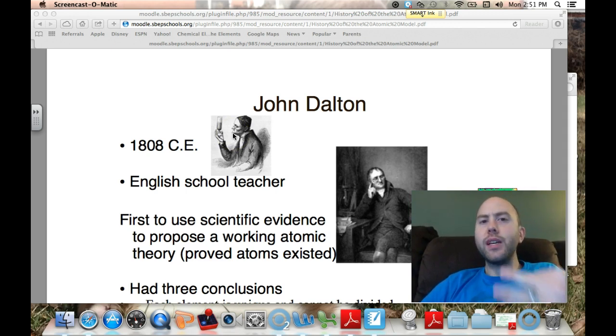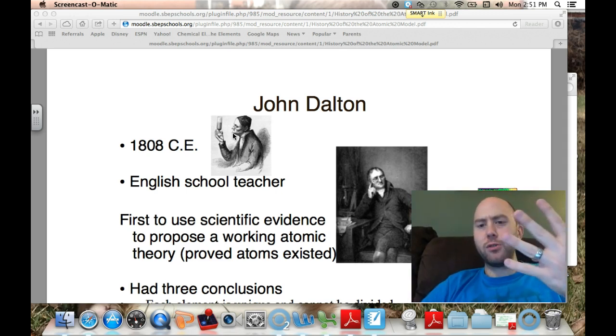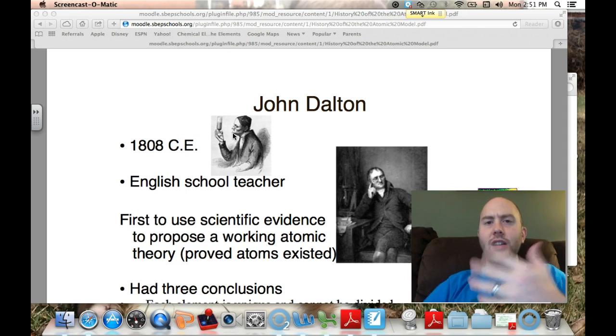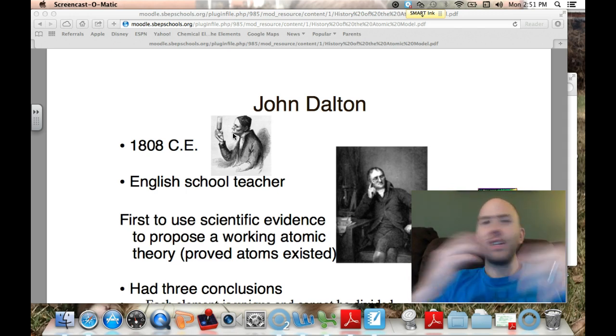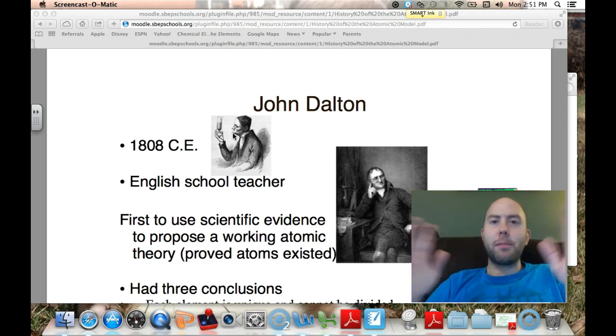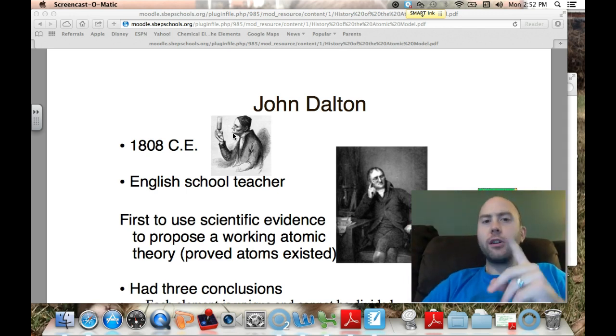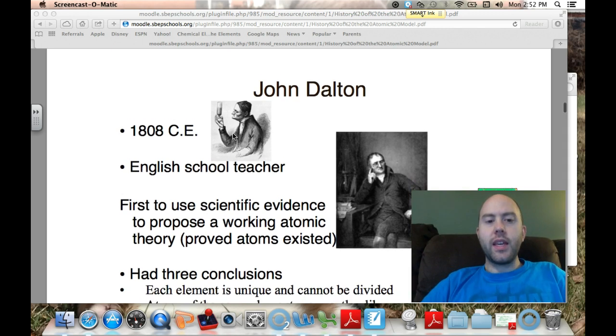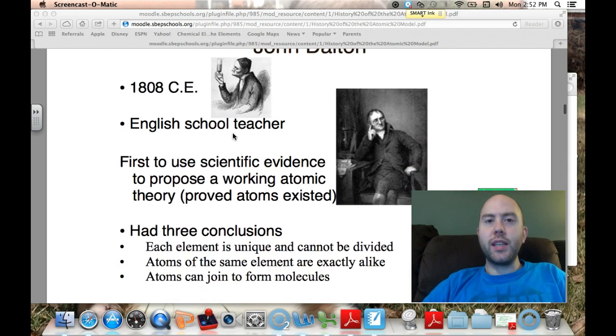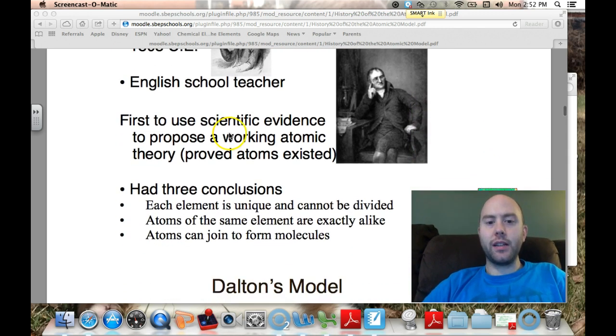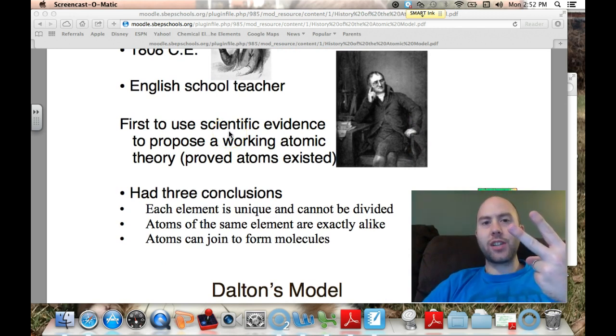And he had 3 conclusions. Now, I personally can make this bigger and say more like 5 conclusions. In a video later on, you're going to see it says 4 conclusions. It all kind of depends on if you really want to break it down or if you want to summarize them. But here's one of the conclusions. Each element is unique and cannot be divided. To me, that's actually 2.